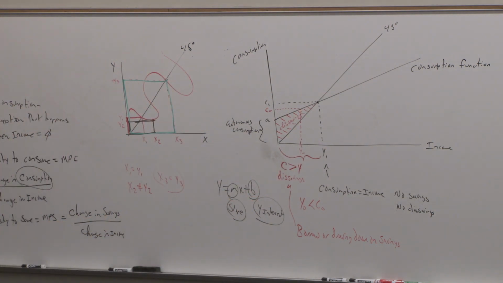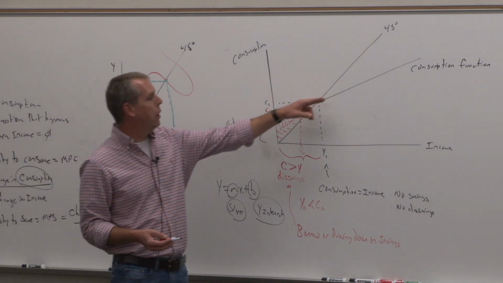And as income goes up and up and up, consumption's increasing, but it's increasing at a lesser rate than income's going up. Right? Because remember, marginal propensity to consume and marginal propensity to save sum to 1. So the slope of this guy has to be less than 1.